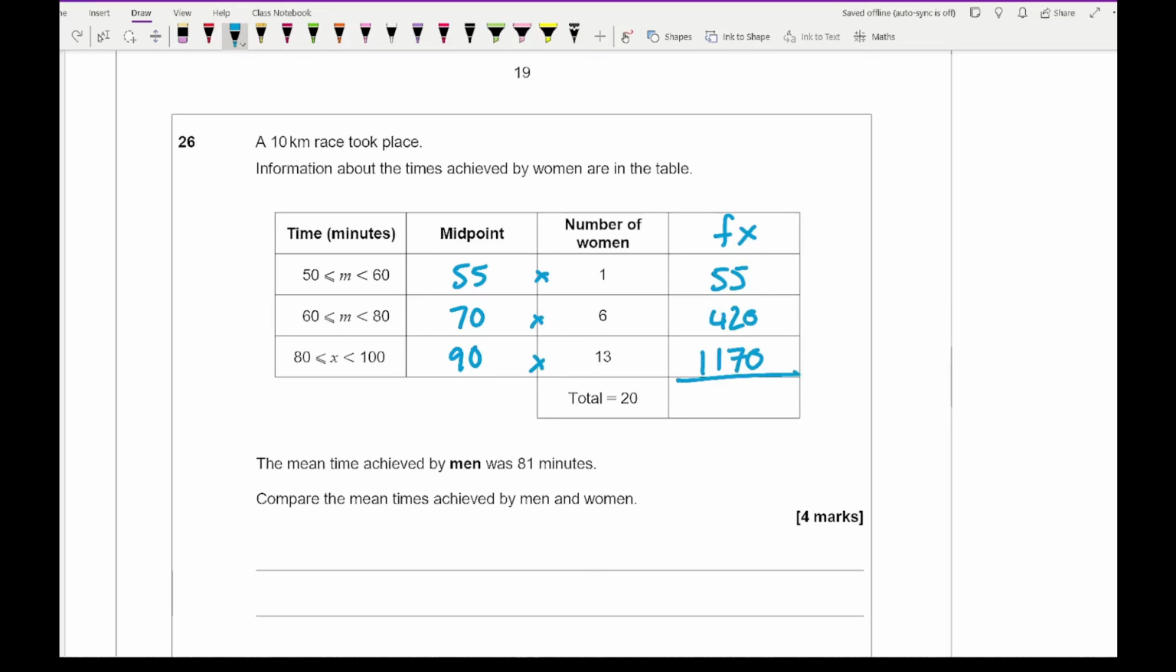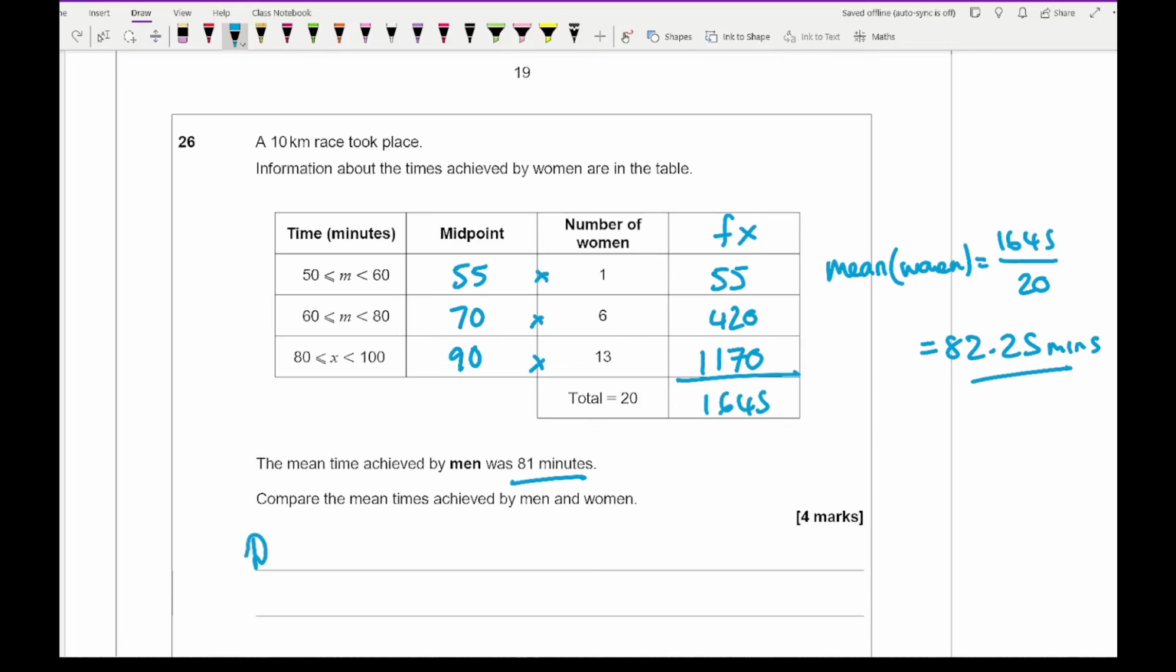I then work out the total, which is 1645. So the mean for the women is going to be 1645 divided by 20, which comes to 82.25, and that's in minutes. So I then want to compare the two times. I'm comparing 82.25 to 81.